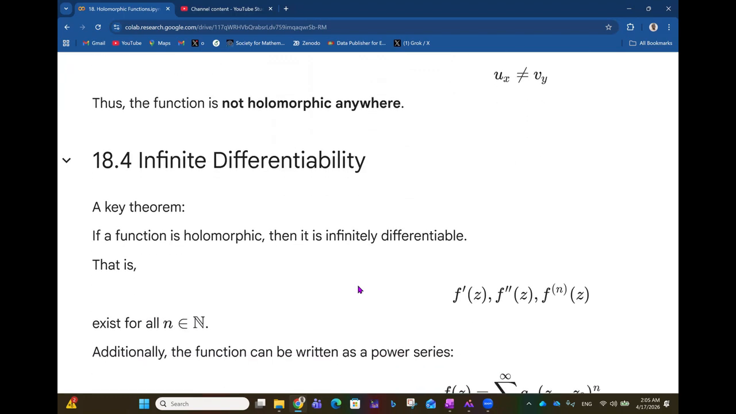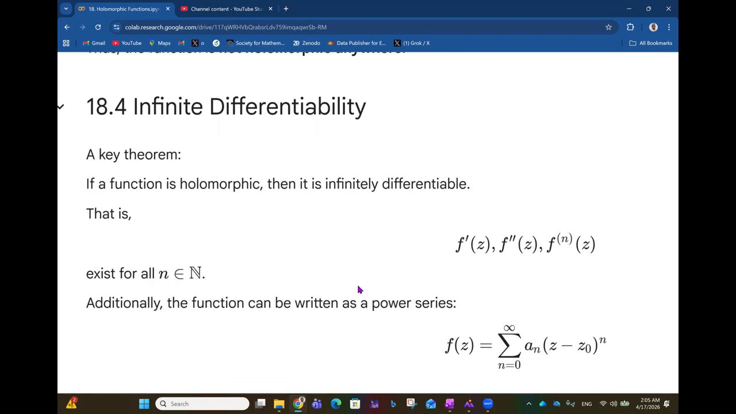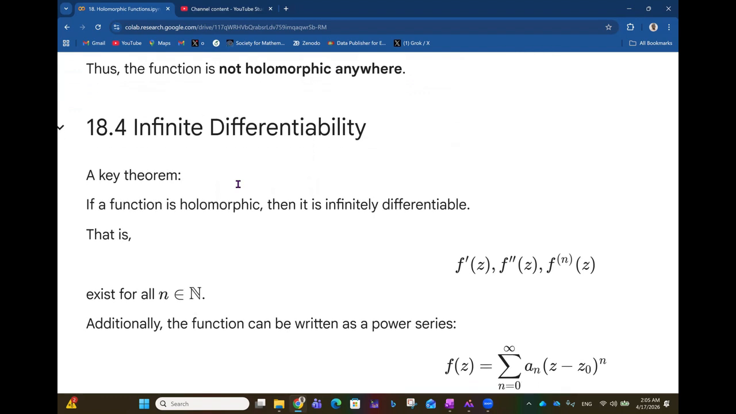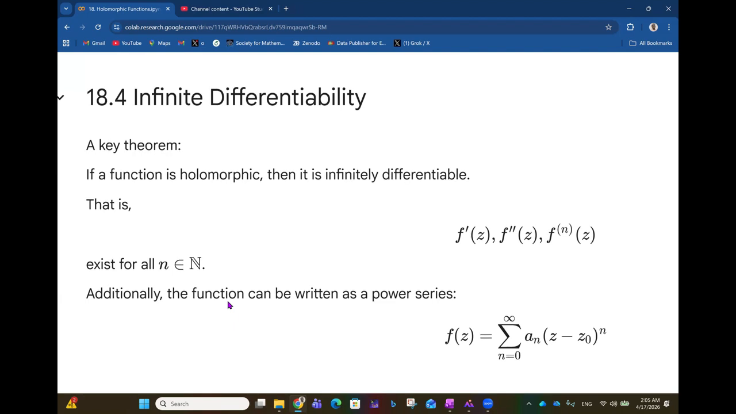Then we talk about infinite differentiability. A key theorem here is that if a function is holomorphic, that is, it is differentiable, then it is infinitely differentiable. That is, you can find all the possible derivatives: the first derivative, second derivative, up to the nth derivative, and that exists for all n belonging to the natural numbers, that's 1, 2, 3, and so on.